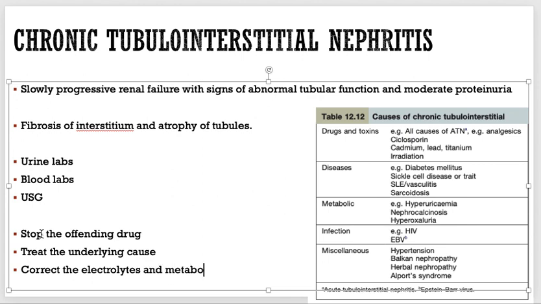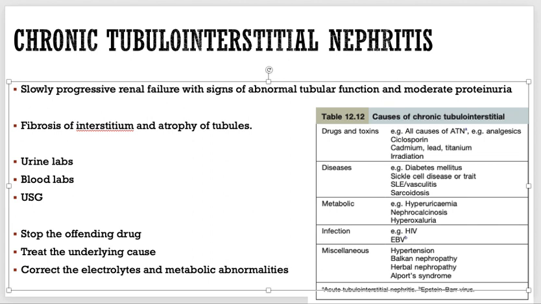Of course, that's a very important part. If calcium is less, of course, provide that. If it is more, do something. So things like this. This is how we treat the patients of chronic tubulointerstitial nephritis.